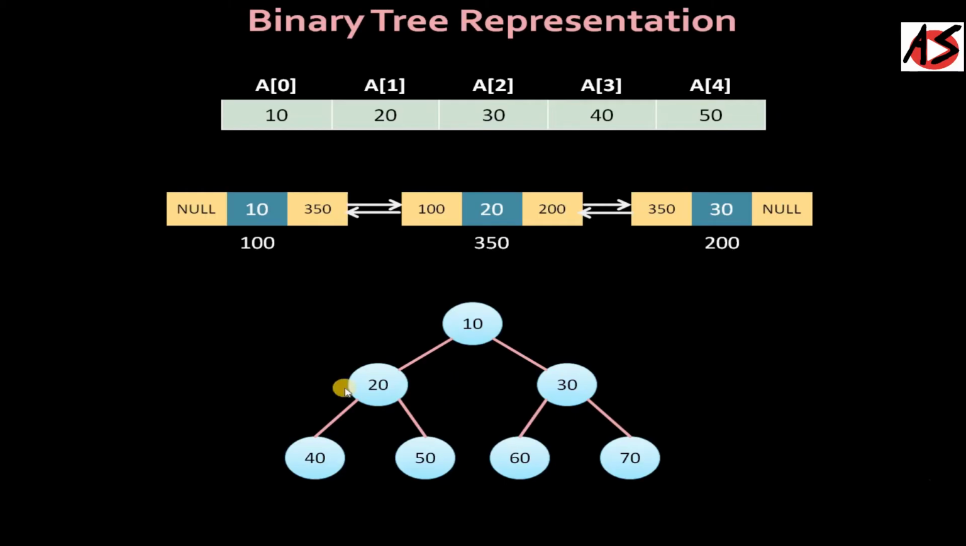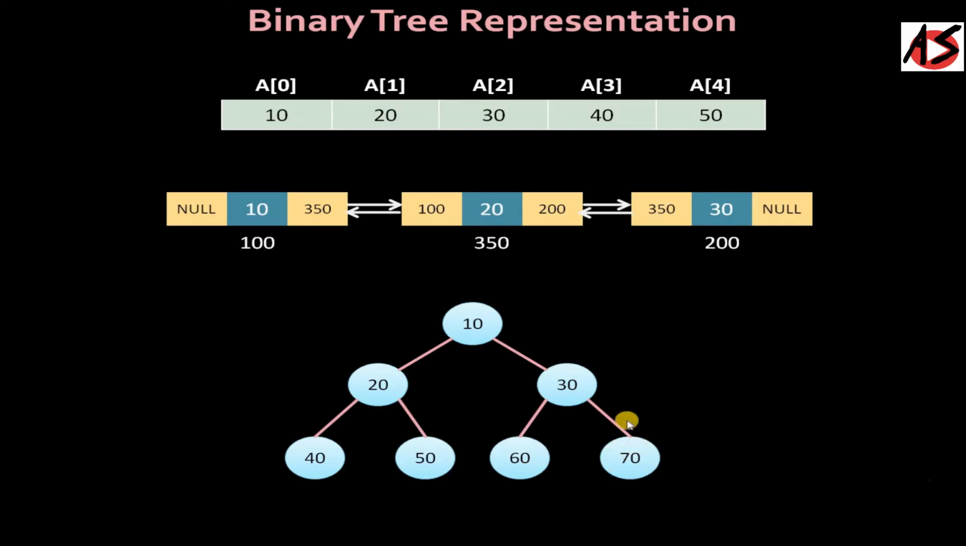So here in the tree, 10 is the root element and has two children, 20 and 30. Element 20 also has two children, that is 40 and 50. Element 30 also has two children, that is 60 and 70.